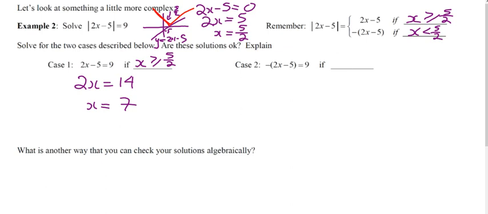Case 2, it's the negative of 2x minus 5 is equal to 9. All right, so we're going to solve this. We will distribute the negative through here, negative 2x plus 5. Oh, wait, if x is less than 5/2. So we're going to distribute the negative: negative 2x plus 5 is equal to 9. Negative 2x is equal to 4. x is equal to negative 2.